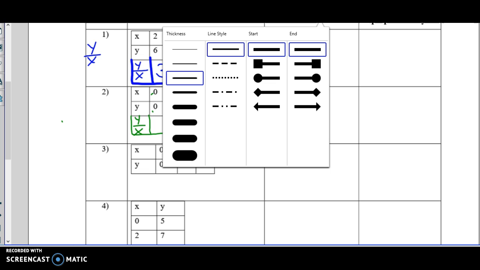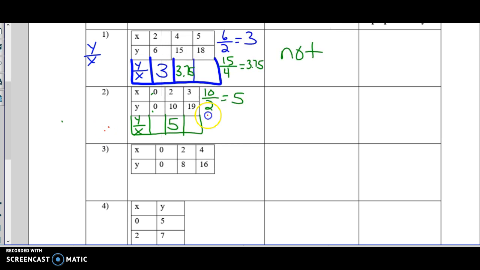But for my next one, 19 divided by 3 does not give us 5. 19 divided by 3 gives us 6.3 repeating. Therefore, this one is also not proportional. Notice that I didn't do 0 divided by 0 because that's not possible. It's undefined, so I just have to test the other values.